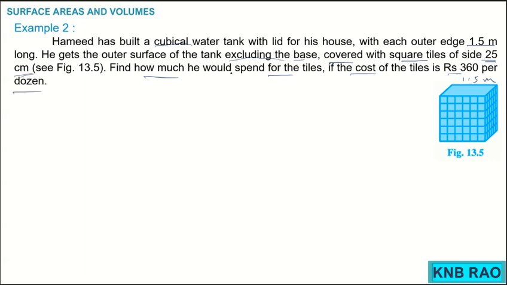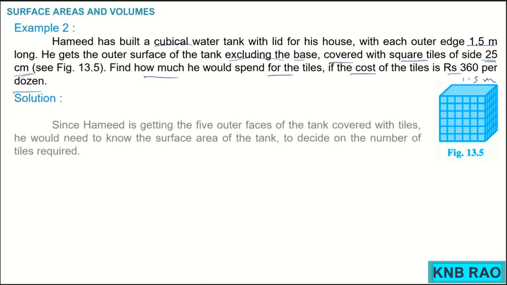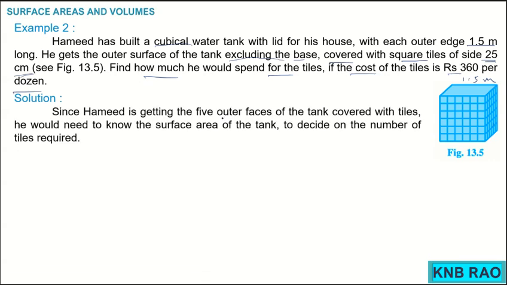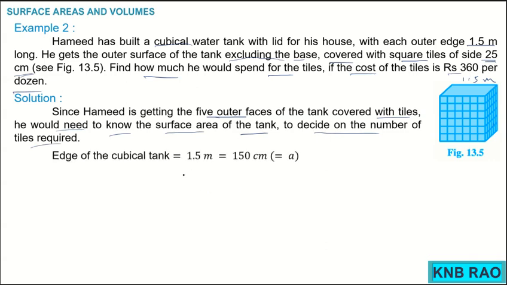First, I have to find the number of tiles that I require. To find that, let's go for the solution. Since Hamid is getting 5 outer surfaces only, excluding the bottom or base, covered with the tiles, he would need to know the surface area of the tank to decide the number of tiles required. So the edge of that cubical tank is 1.5 meters or 150 centimeters. Let us consider it as A.